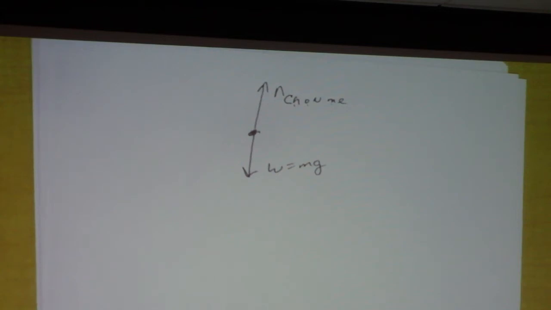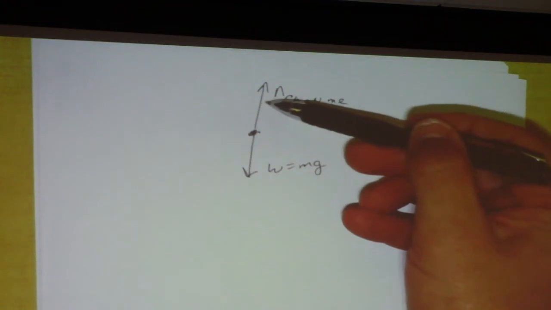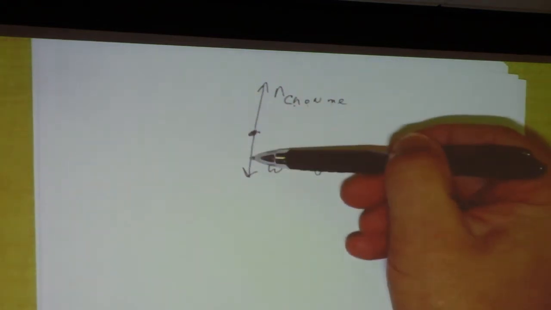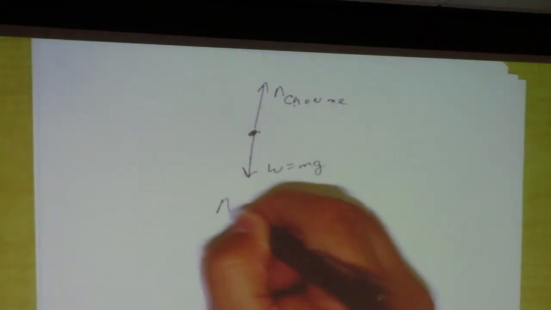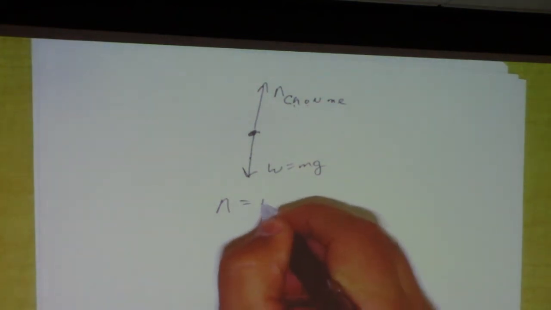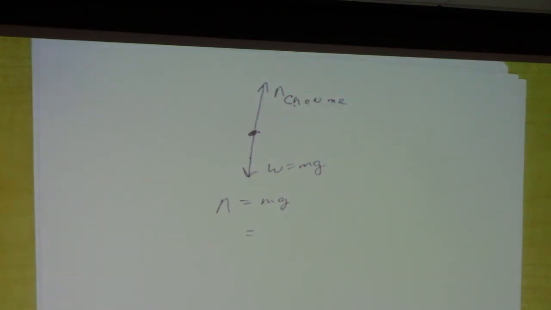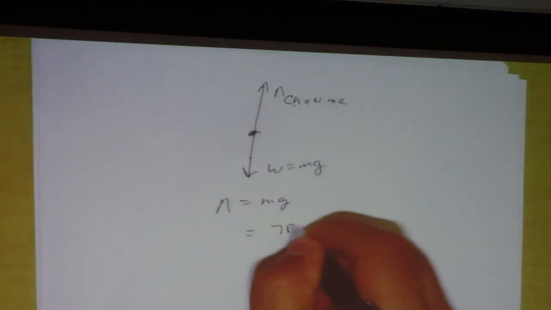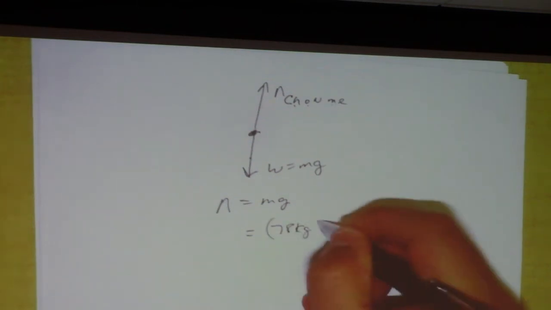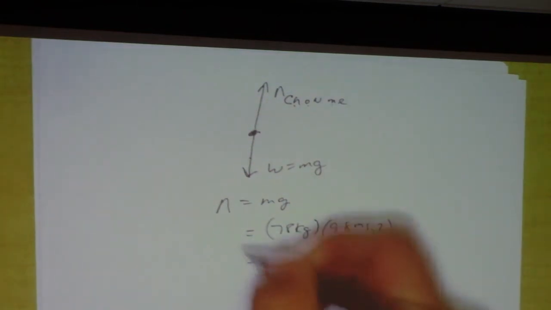Okay, so just sitting there, no acceleration, not even moving in this case, this has to be equal to this. So normal force from chair on me, I'll leave off all the subscripts, is equal to mg. So it's the mass, 78 kilograms. That's the unit of mass. Multiply it by 9.8 meters per second squared to turn it into a force.